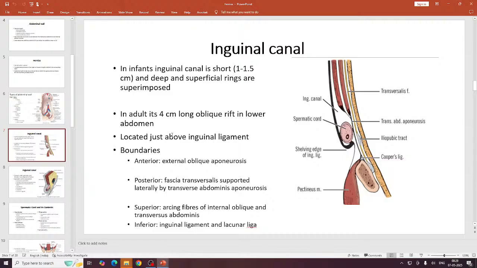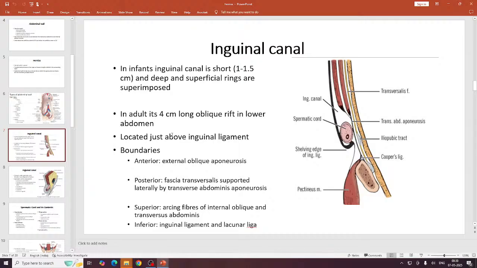So, the Bassini's repair is like this. This is the inguinal ligament, this is the internal oblique, this is the transversus abdominis and this is the fascia transversalis. What we do? We take all these 3 together and suture it to the posterior wall.